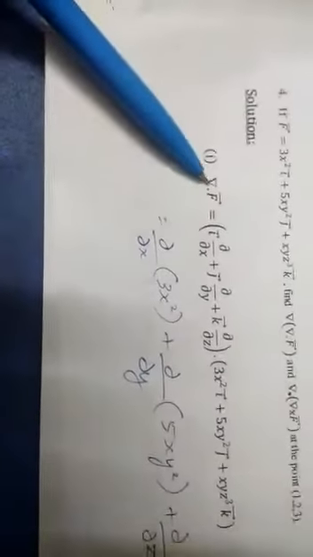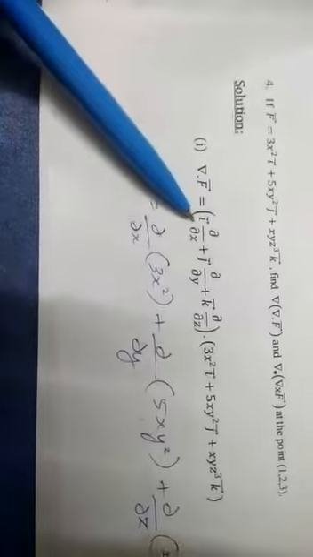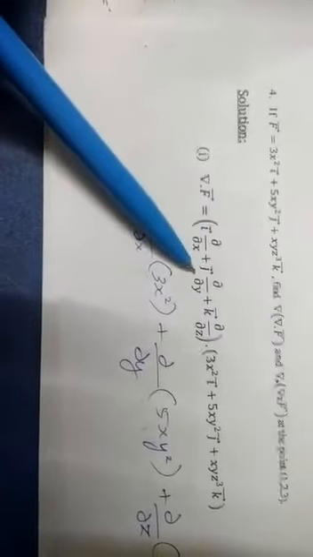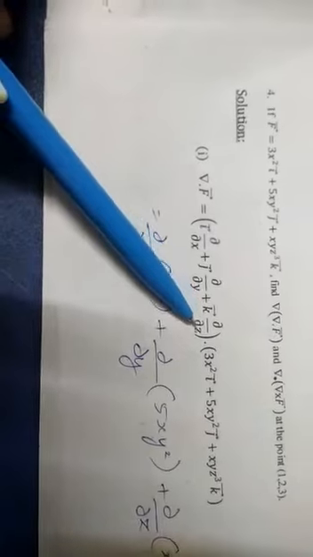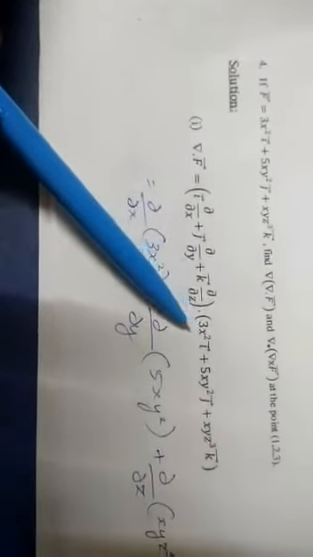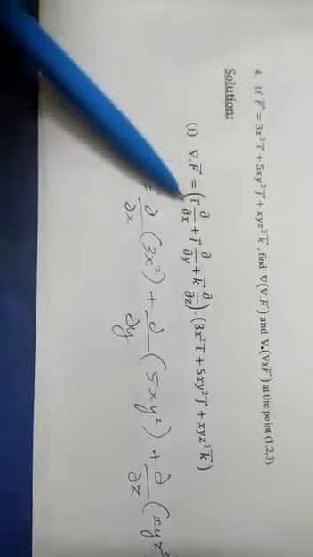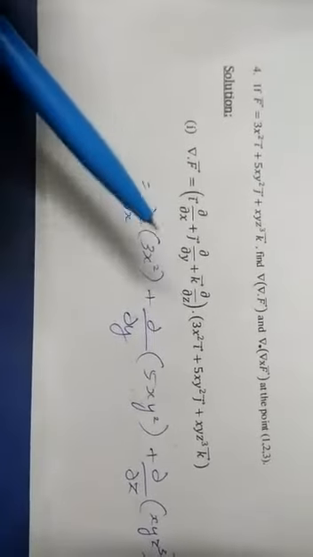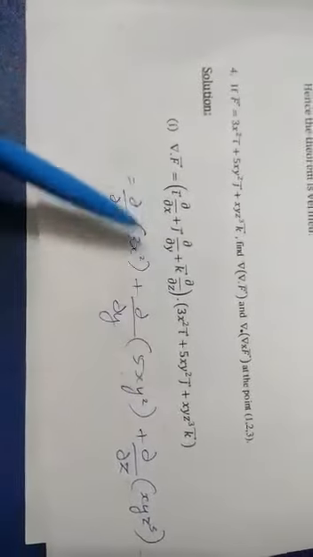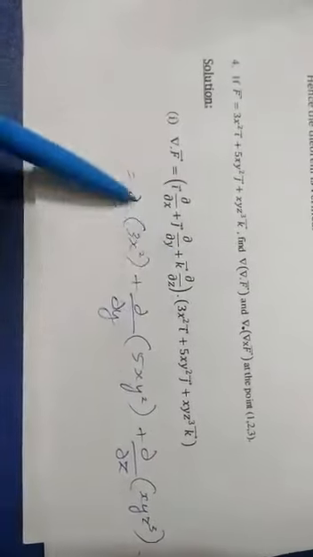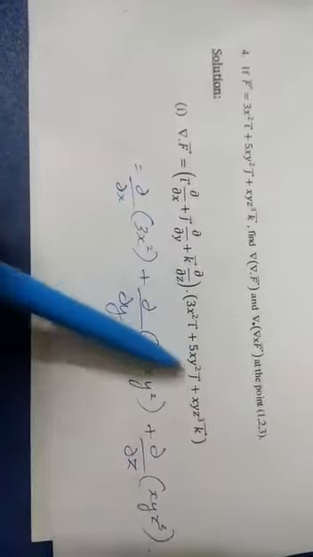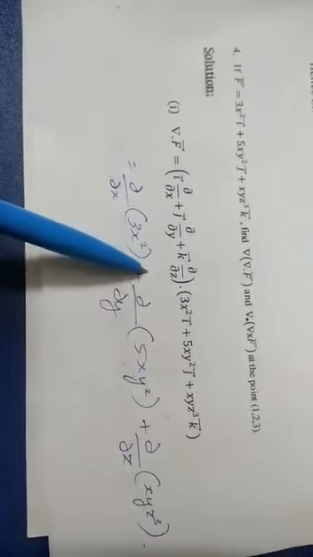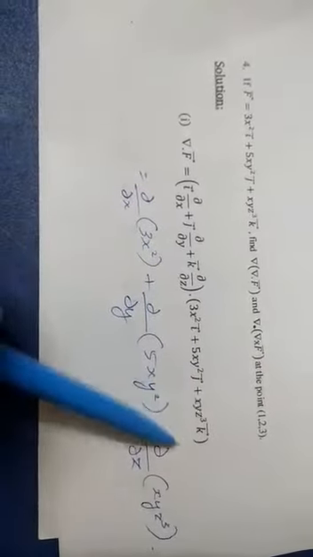So first we are going to find del dot f vector. Here del is equal to i vector ∂/∂x plus j vector ∂/∂y plus k vector ∂/∂z. So f vector is the given expression. Here we are going to take the dot product of these two terms. We already know that i vector dot i vector is equal to 1. So ∂/∂x of 3x² plus ∂/∂y of 5xy² plus ∂/∂z of xyz³.